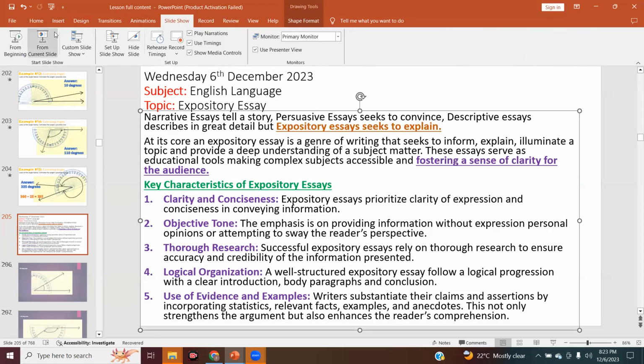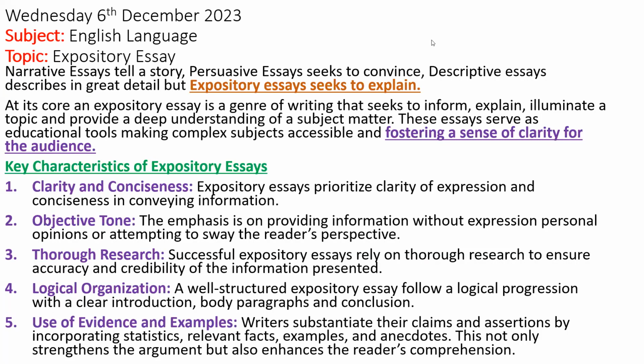So there you have it. Navea, can you give me one characteristic of an expository essay? Objective tone. An objective tone. Very good. Chardonnay, give me one characteristic of an expository essay. Use of evidence and examples. Use of evidence and examples. Natalia, give me another characteristic of an expository essay. Objective tone. Someone already said that. Use of evidence and examples. Someone already said that too. Something else, Natalia. Thorough research. Thorough research, my bad. Very good.